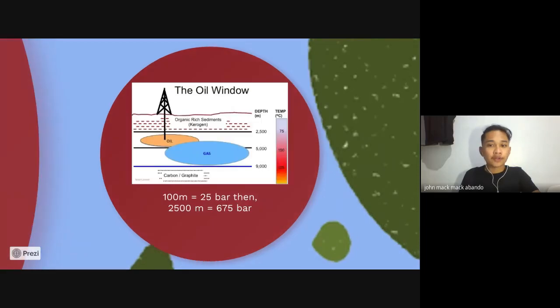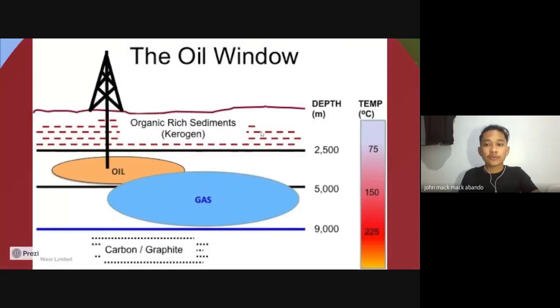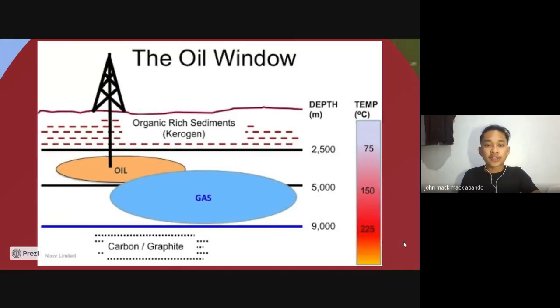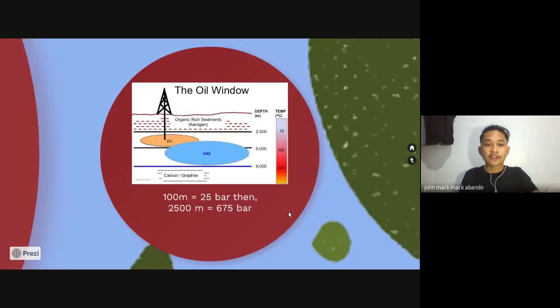Based on the figure and the statement a while ago, 100 meters is equivalent to 25 bar. We can assume that at a depth of 2,500 meters, we expect to have 625 bar or 62,500 kilopascal in order to form oil.